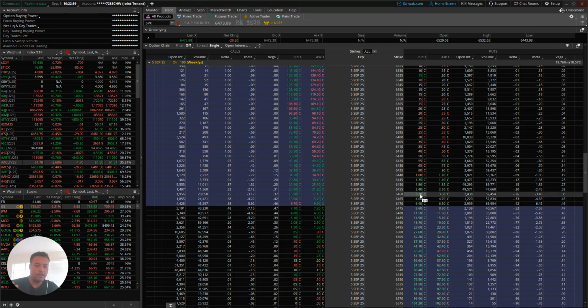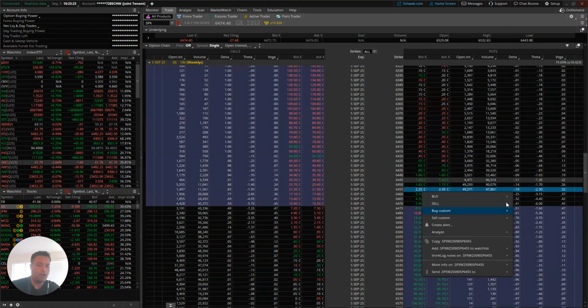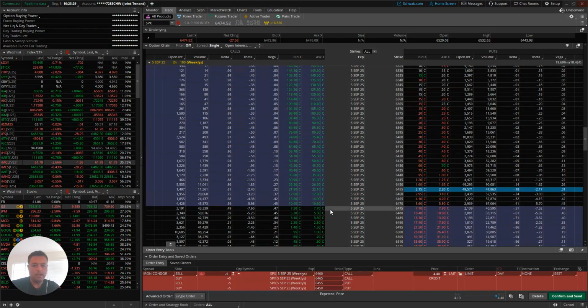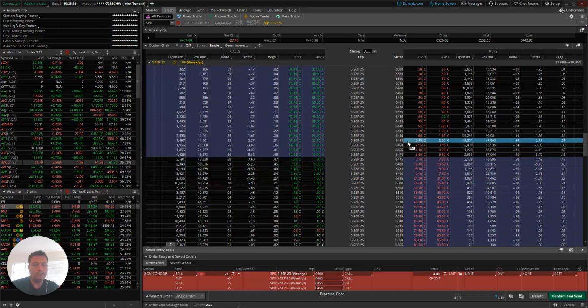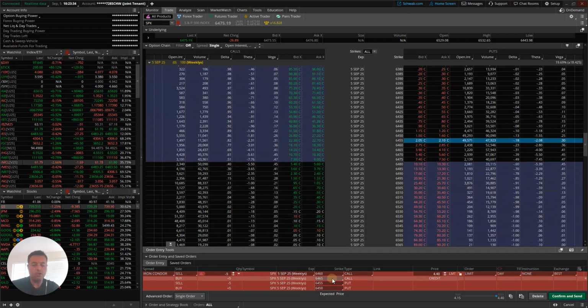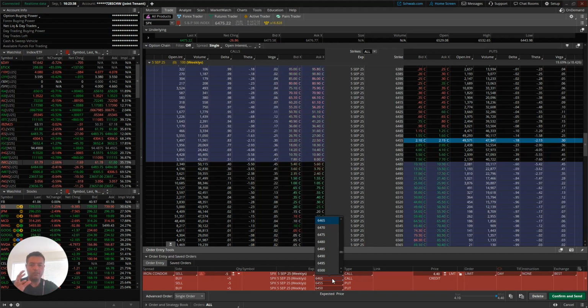0DTE expires at the end of the day today. Then set up a trade, sell an Iron Condor here, and figure out our strikes. So I'm shorting at 6,455. My go-to is a 20 point wide or a 10 point wide spread. So try this 10 point wide spread first, see if we can get enough credit. If not, then we will go 20 points out. From 6,455, I'm going to 6,445.